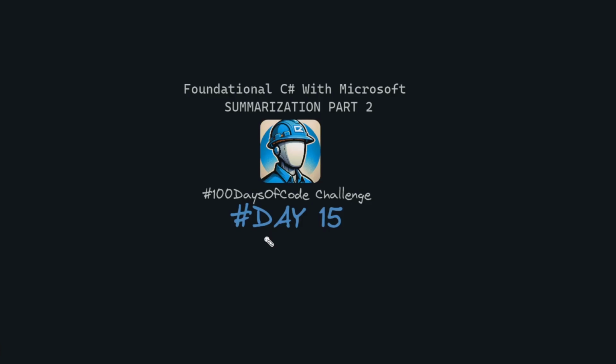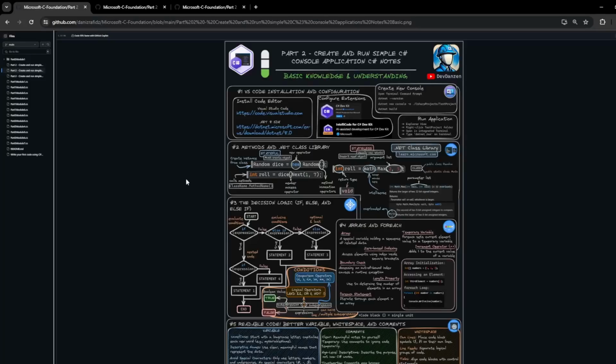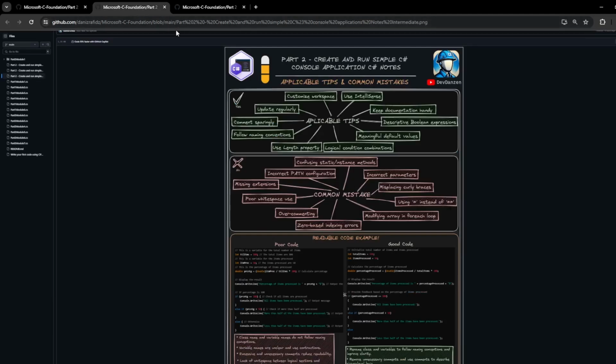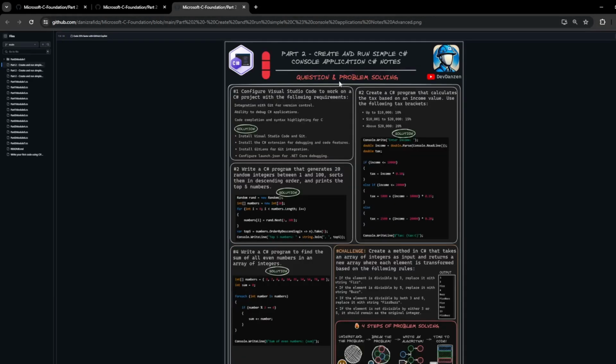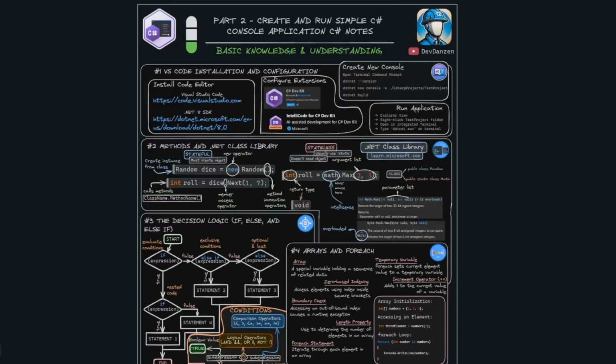Let's get started. As you can see here, there are a total of 3 notes I have made so far. The second part starts with basic knowledge and understanding, applicable tips and common mistakes that developers usually make, and finally equation and problem solving. I'm going to cover them one by one. Okay, start with the basic knowledge and understanding.